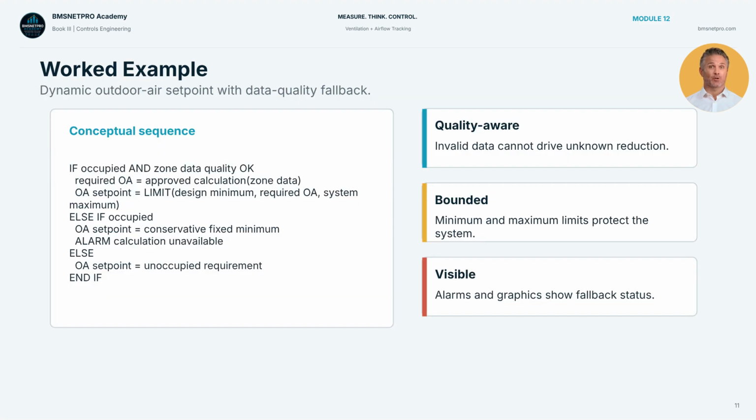This worked example shows a quality-aware dynamic outdoor air set point. When the system is occupied and zone data quality is good, the required outdoor airflow is calculated from the approved design method. The set point is limited between the design minimum and the system maximum. If the system is occupied but the zone data are unavailable or suspect, the sequence uses a conservative fixed minimum and alarms. If unoccupied, it uses the approved unoccupied requirement. The exact calculation must follow the approved design and applicable requirements.